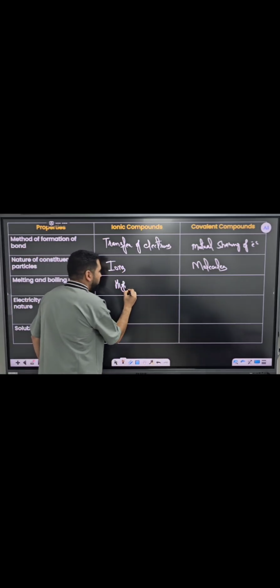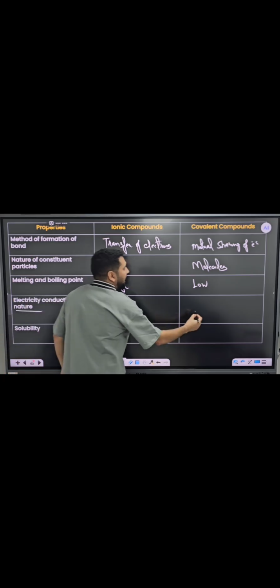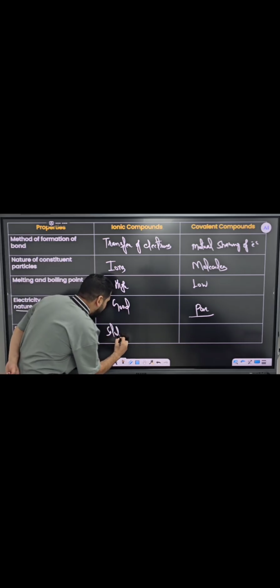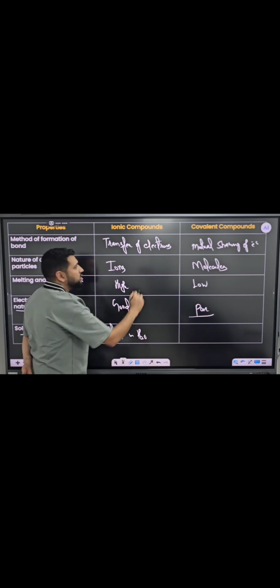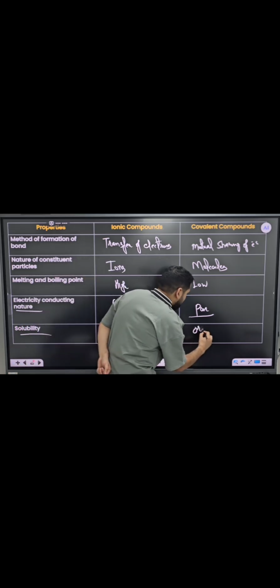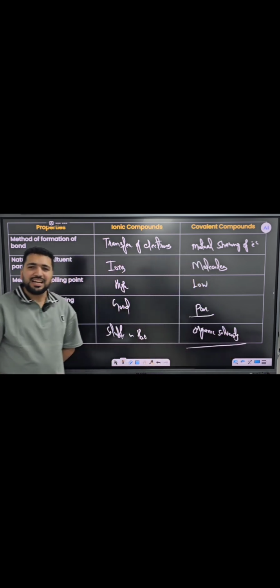Melting and boiling point. Ionic compounds generally have high melting and boiling points. In comparison to them, covalent compounds generally have low melting and boiling points. Clear? Electricity conducting nature. Ionic compounds are good conductors of electricity, and covalent compounds are poor conductors of electricity. What about solubility? Ionic compounds are soluble in water. And covalent compounds are soluble in organic solvents, for example kerosene, etc. I hope this idea is clear. Yes, guys?